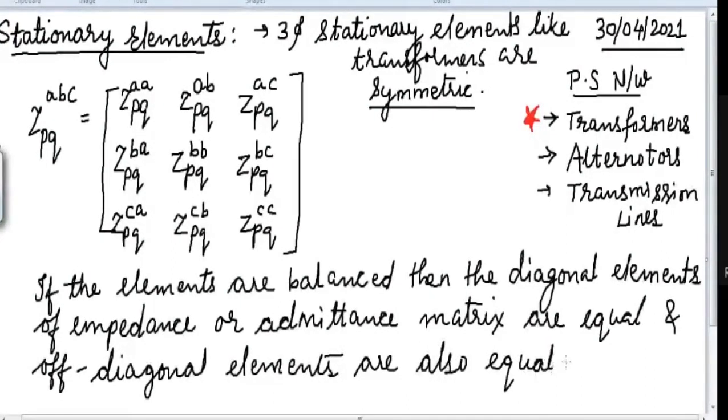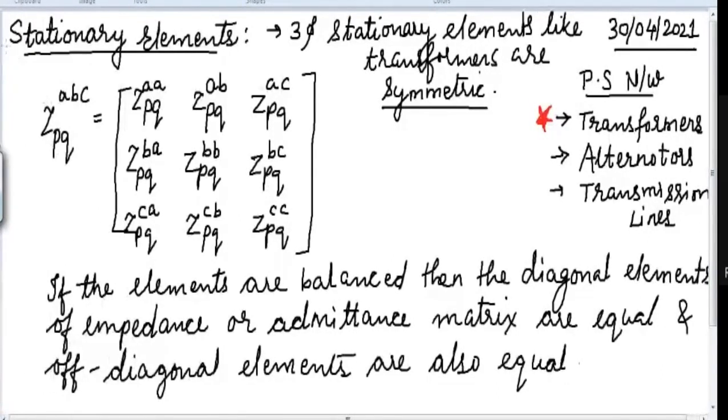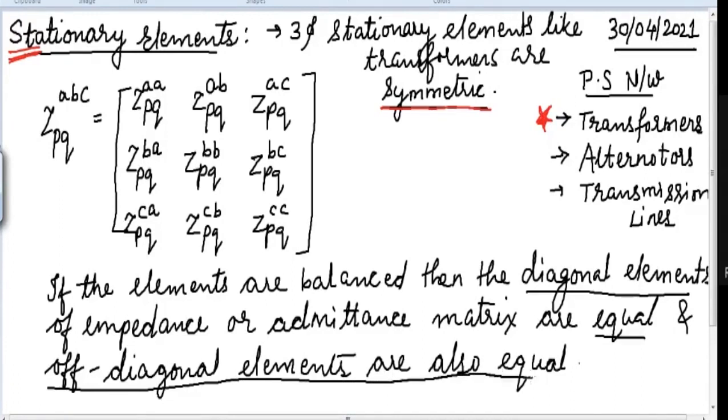For which elements are we considering this? We are considering this for the stationary elements. This is the point of importance that you have to understand. In case of a stationary element like a transformer, because three-phase stationary elements like transformers are symmetric in nature, if the elements are balanced, then the diagonal elements of the impedance or admittance matrix are equal, as well as the off diagonal elements are also equal. This is what we need to understand.